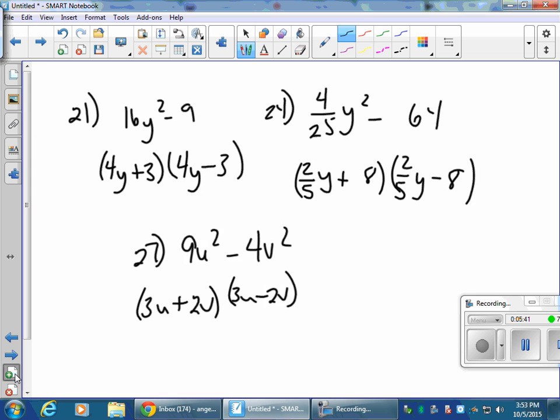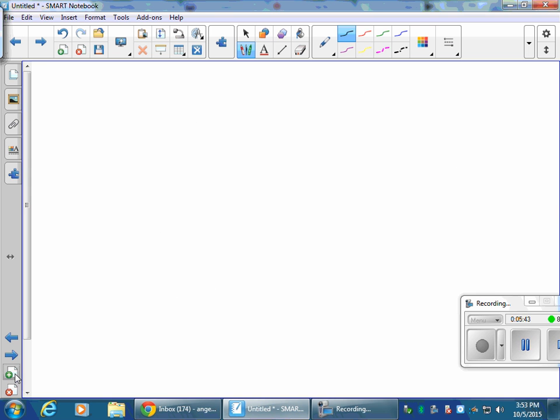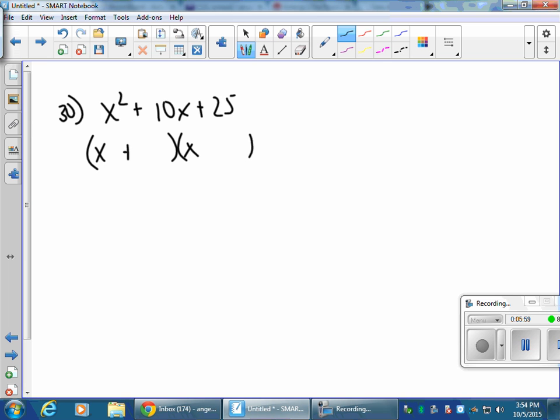All right, number 30. Factor the perfect square trinomial. What this means is that both factors are going to be exactly the same. So what I'm looking for here is to get x squared to be x and x. And I need them to multiply to give me a positive 25 and add up to 10x. It's going to be plus 5 and plus 5.